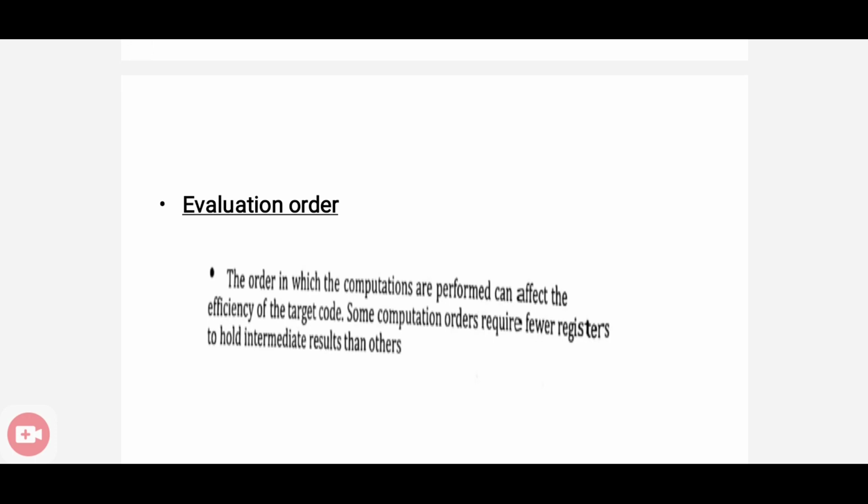How these instructions should be evaluated, in which order, and the order of scheduling these instructions should be in a proper way, or it must be in an efficient way. That is, the order in which the computations are performed can affect the efficiency of the target code. Some computation orders require a fewer number of registers to hold intermediate results than others.